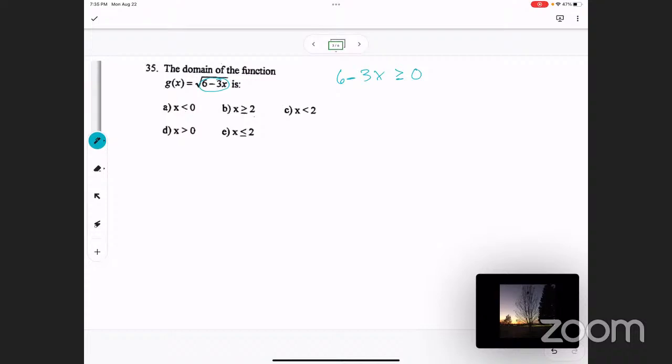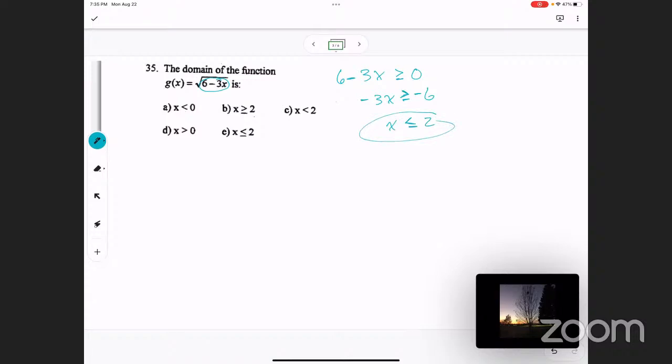Okay. But that's not necessarily easy, because what happens when I subtract 6? Do I flip the sign when I subtract 6? You just flip the sign and you divide by -3. That's right. Now I'm going to divide by -3, and now the sign has to flip. And there's your answer.